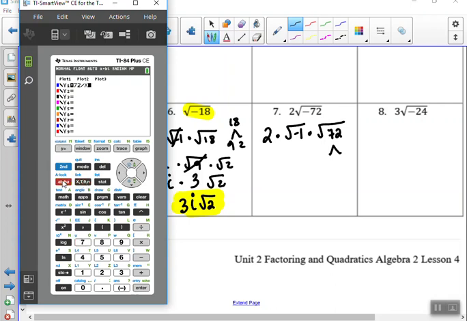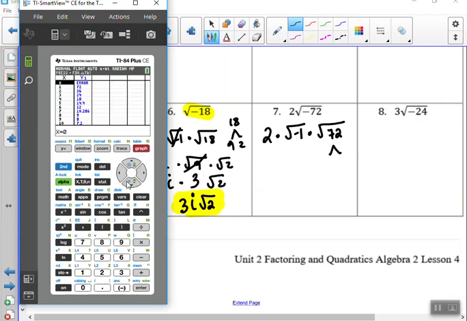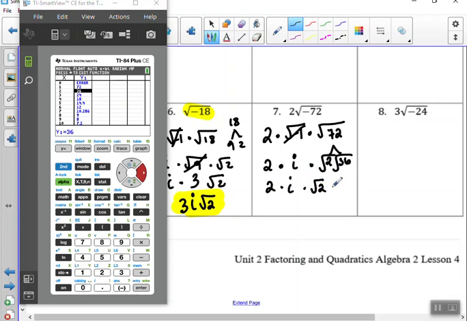72 divided by x, table, let's see, 36. So we can do 2 and 36. So just bring everything down, bring down the 2. I'm just going to turn this into an i, because that's what it's equal to. And then you have square root of 2 and then square root of 36. Can't simplify 36. Yeah, we have to actually. Yep. Which is 6.